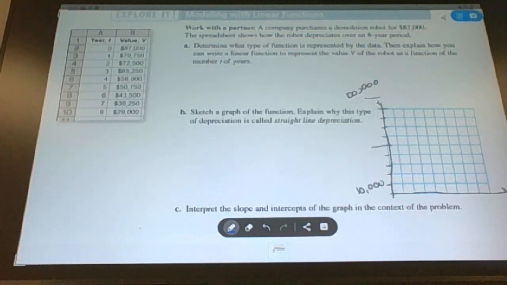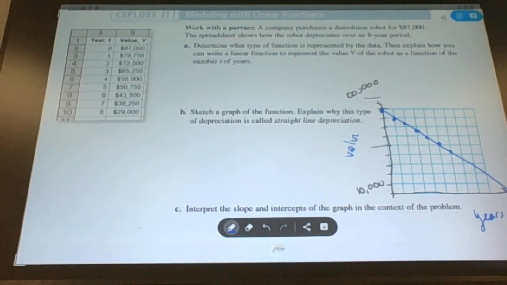I am so mad that erased. 10, 6, 7, 8, 7, 72, 65, 58, 50, 43. All right, I'm back. Years, value. All right, how did you guys figure out slope?